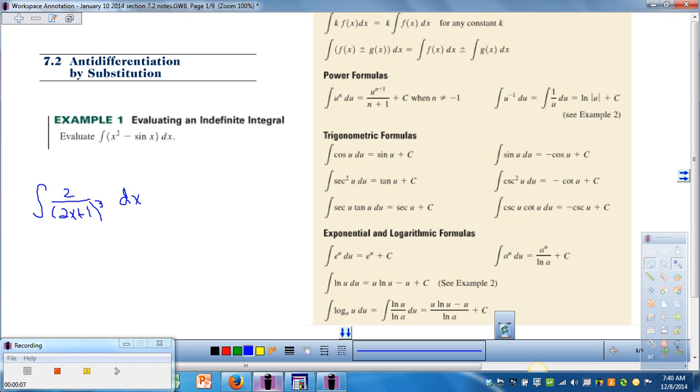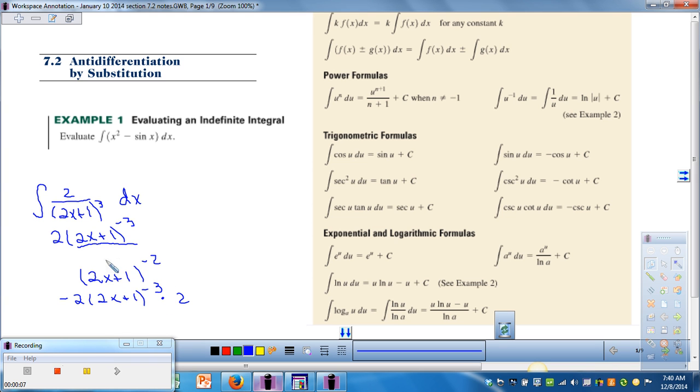So you have to think, well, this is 2 times (2x plus 1) to the what? Negative 3. If I have this to the negative 3, then what must I have had before I took the derivative? To the negative 2. So I must have started with (2x plus 1) to the negative 2. Let's take that derivative and see what we get. We're still trying to get back to this. If I take the derivative here, what do I get? Negative 2 times (2x plus 1) to the negative 3, thank you chain rule, times 2.